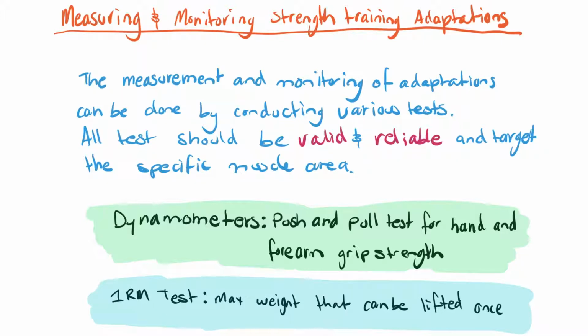Now this is where we do the maximum weight that can be lifted once, and this is good to actually have a look at the specific muscle areas or muscle groups that you're working and carry out an isokinetic muscle movement and see how much weight you can lift for 1 rep. And then that would obviously be compared throughout the season to see the adaptations and improvements.